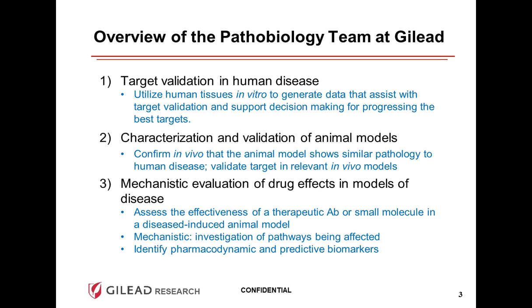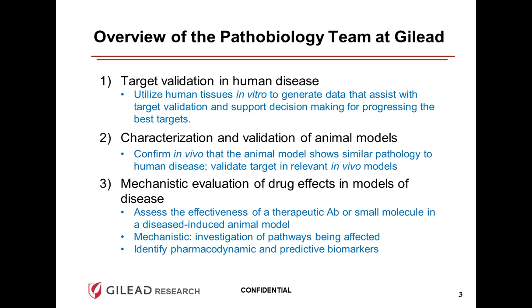But obviously, all animal studies can't be a direct relation to the human indication of interest. So characterizing and validating these animal models is essential to confirm that the animal model depicts similar pathology to the human disease, and obviously a well-characterized animal model can help predict the response in humans. So it's very important to validate these targets in the in vivo models before moving on to human tissues.